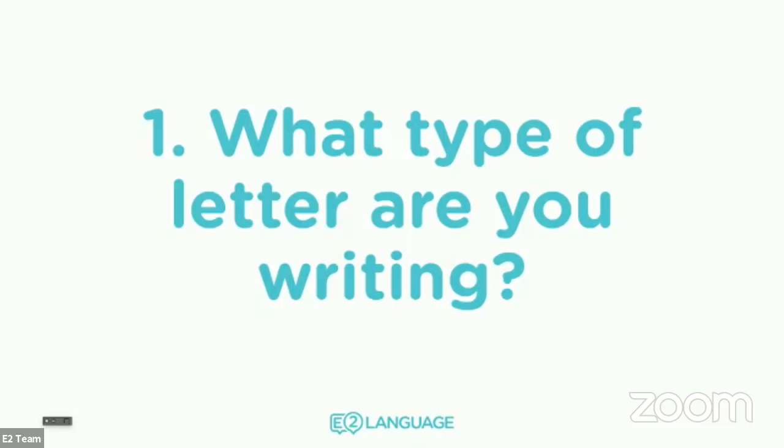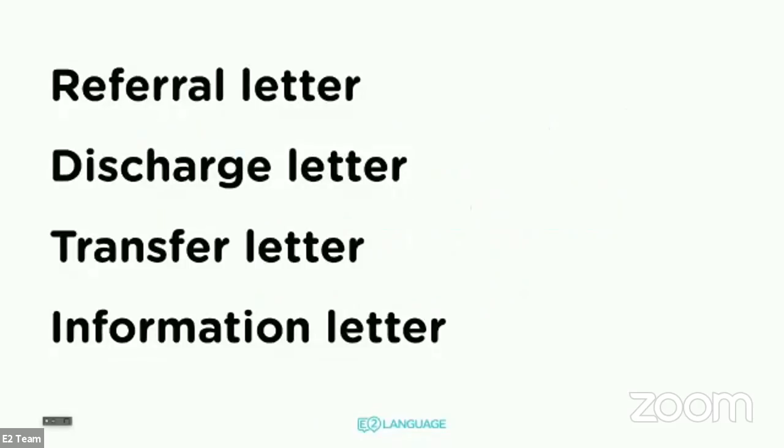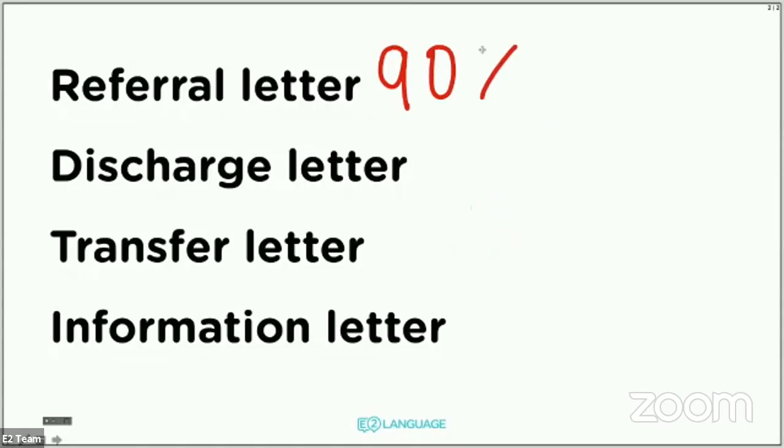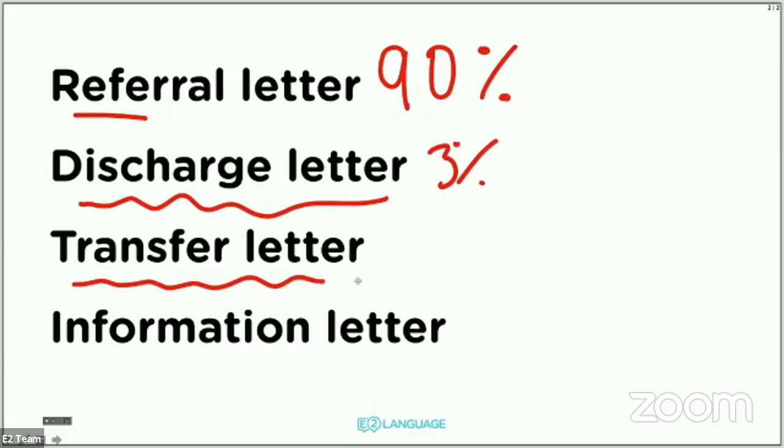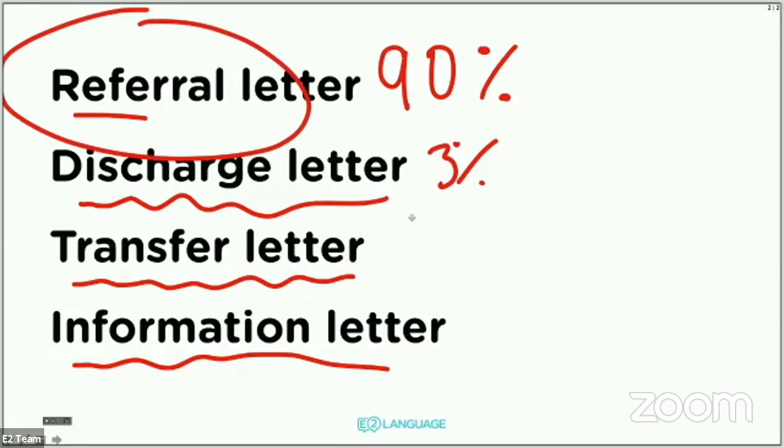Let's have a look at number one. What type of letter are you writing? This is pretty straightforward. Let's just put some arbitrary numbers to this. I don't know exactly, but I'm pretty sure like 90% of the types of letters in the OET are referral letters. This is by and large the most common type of letter you have to write. And then these others are maybe 3% each, something like that. You may have to write a discharge letter, a transfer letter, or an information letter, right? But usually it's a referral letter. That's the type of letter.